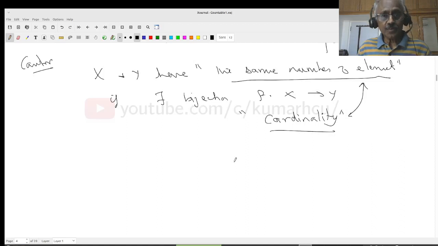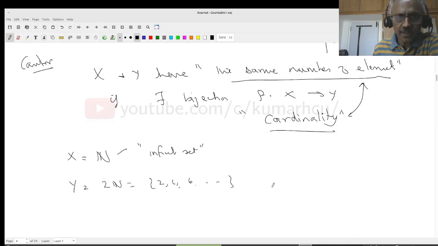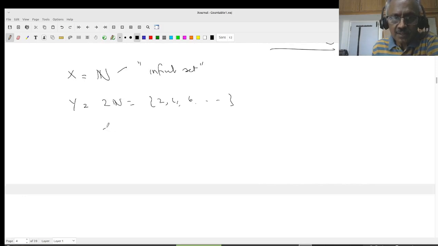When Cantor proposed this and showed some examples, mathematicians were really frightened. They could not accept it. Why? We will see a very simple example. Let us take N. All of us intuitively know this is an infinite set. Now let's take Y equal to 2N, that is, all even integers: 2, 4, 6 and so on. Now there is a bijection f from X to Y, namely f of n equal to 2n. This is a bijection.